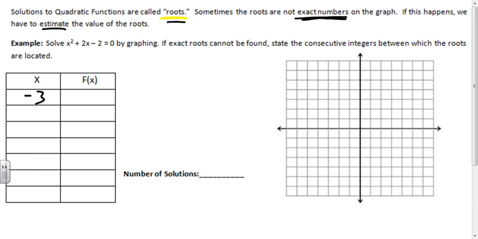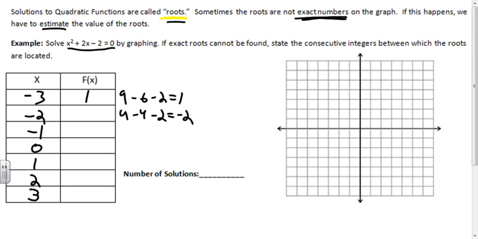And to show this, we are going to use one quick example here. Again, we set up our table of values for our function x squared plus 2x minus 2 is 0. Negative 3 squared becomes 9, plus 2 times negative 3 is negative 6, and minus 2 leaves us with a 1. Negative 2 squared is 4, plus 2 times negative 2 is negative 4. Subtract a 2 becomes negative 2.